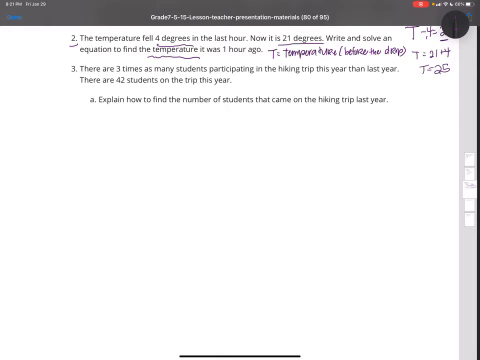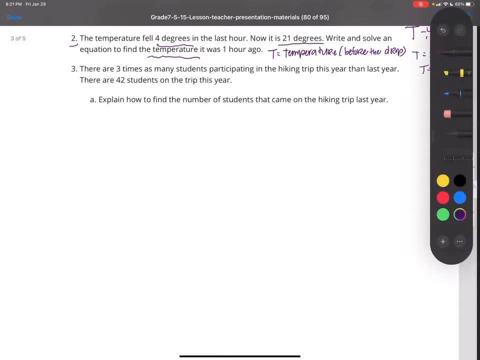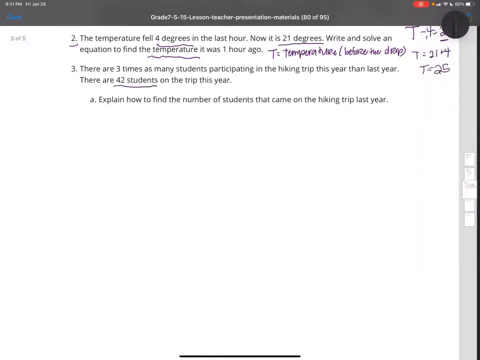Okay, so for part A, they want us to figure out a way to solve it on our own, right? Now, when I look at this problem, I initially think, well, if there are 42 students now this year and this is 3 times the amount last year, well, I want to divide it by 3, which I like dividing this way.